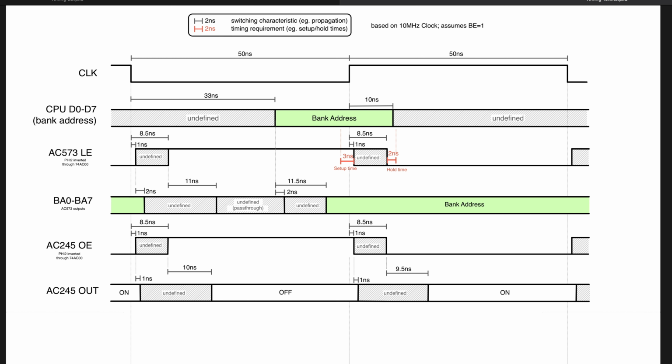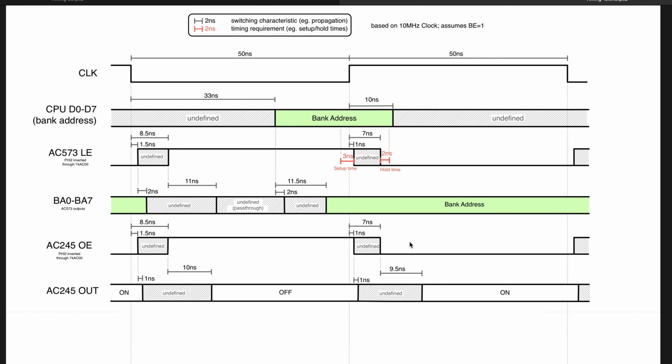So let me update the diagram. This is the diagram using the worst case of both scenarios, and this is the diagram using specific high to low and low to high propagation delays. So we can see that we're now meeting the hold time requirement on the latch, and the change didn't impact the output enable signal of the buffer that much. We already talked in the previous video about the timing issue that we have with the buffer. So we're going to have to take a look at this signal in more detail anyway in a future video.